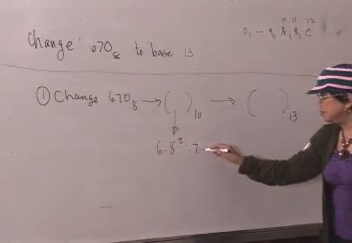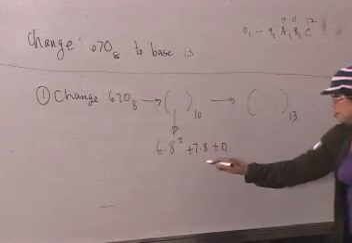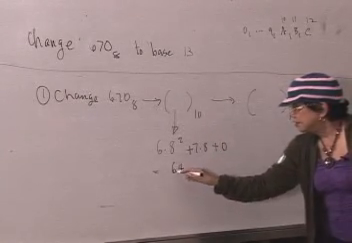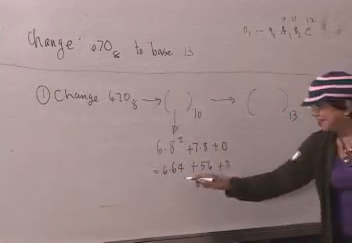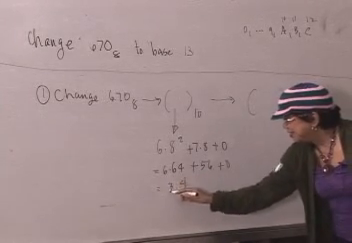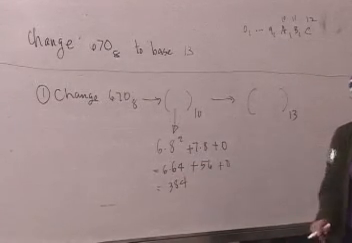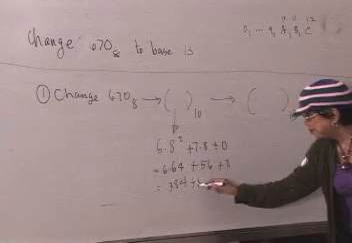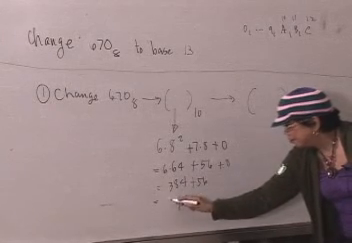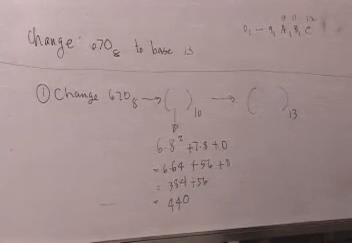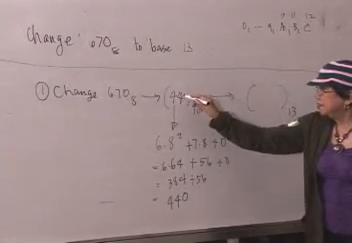7 times B plus 7 times 8 plus 0. Or 64. Compute 7 times 6 plus 56 plus 0. 24, 38. Is that correct? Correct. Plus 56. What will that be? 104, 144? Okay. So it's now 440 base 10.